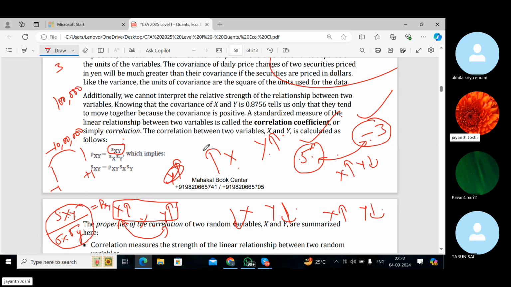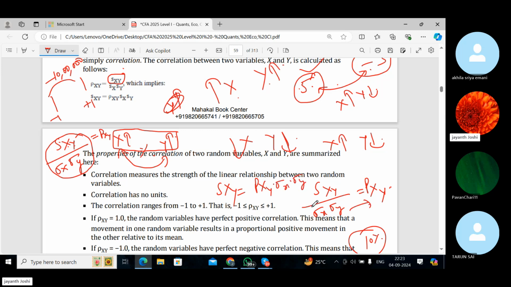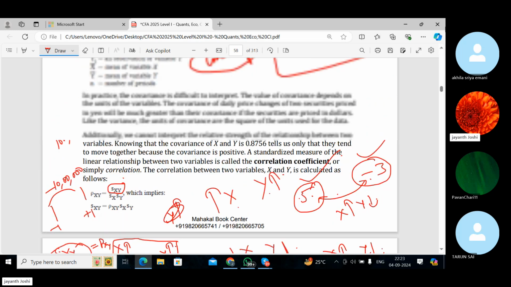So when you normalize the covariance by dividing it with their standard deviations, you put it in a scale and the resultant answer is the correlation. Or else you can write covariance as nothing but correlation of xy into standard deviation of x into standard deviation of y, cross multiplication. And when you get the correlation, you know the strength of the relationship because it is always between -1 and +1. So this is all the concept.